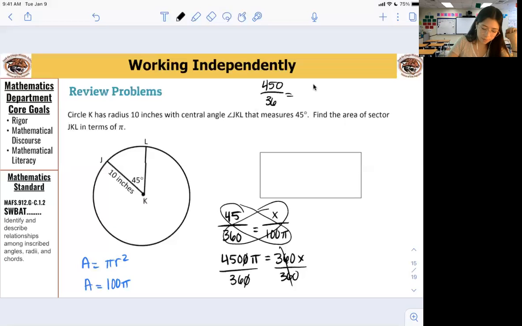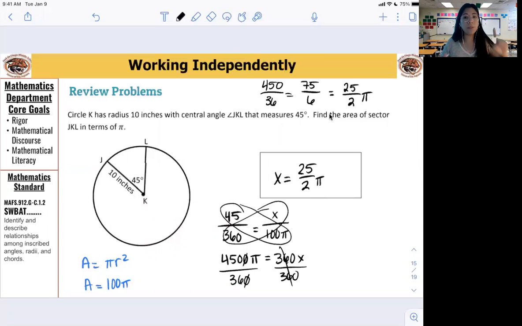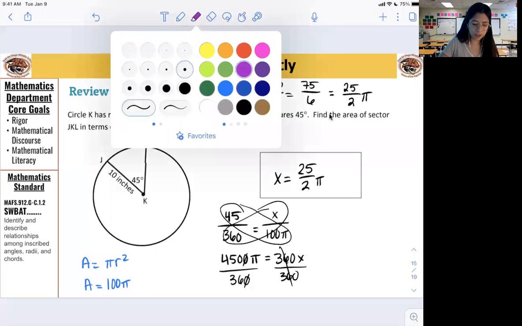Okay, you got it. Yeah, it would be 75 over 6, right? Yeah. Can we go any further than that? I think we can. 3 again, yeah. 25 over 2 pi. Okay, that's the area of the sector. Questions on this problem?